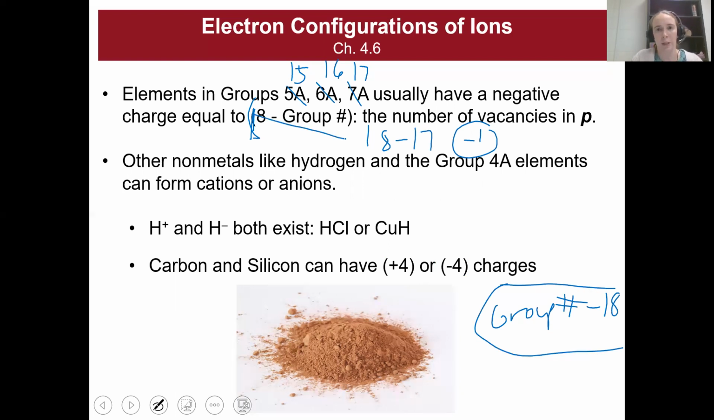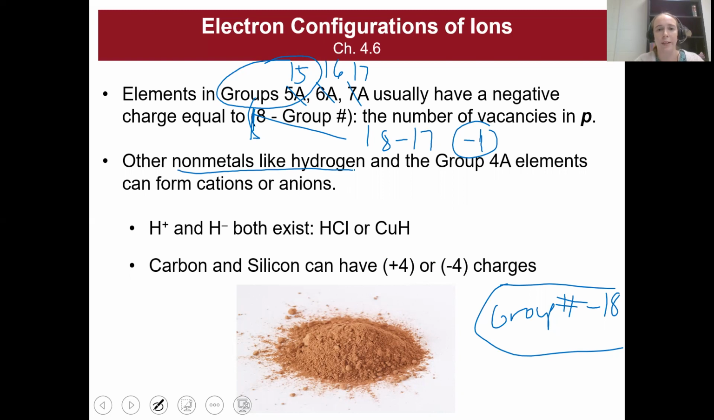So chlorine is likely to be found with this -1 charge because group 17 minus 18 gives us -1. That's also equal to the number of vacancies in the p subshell. Chlorine has 1 vacancy in the p subshell, and it forms a -1 anion. Sulfur has 2 vacancies in the p subshell, and it forms a -2 anion. Group 15 is not always as reliable. Nitrogen and phosphorus tend to be -3 ions, but not always. So you don't need to worry about those most of the time.